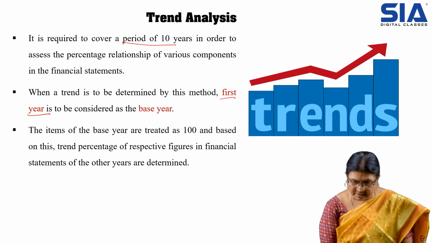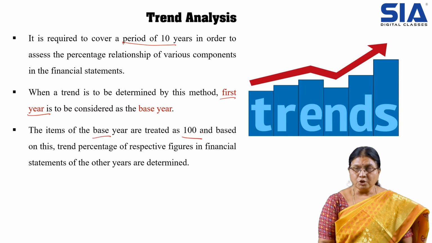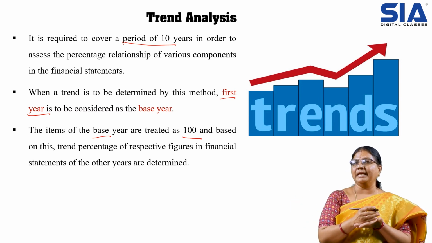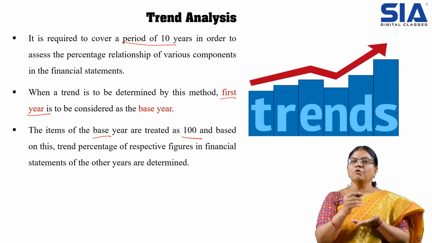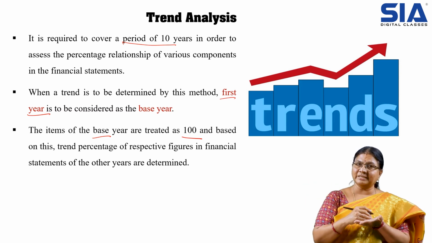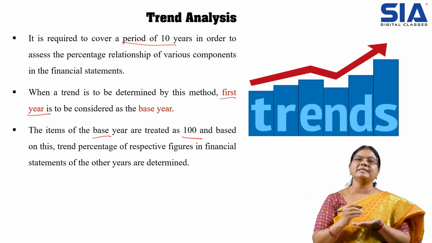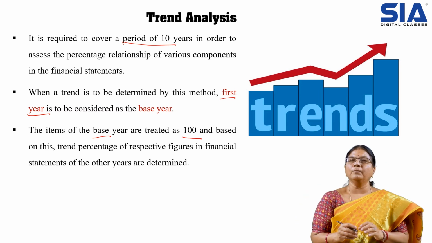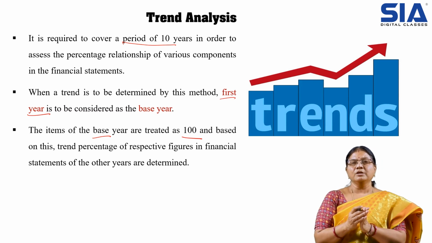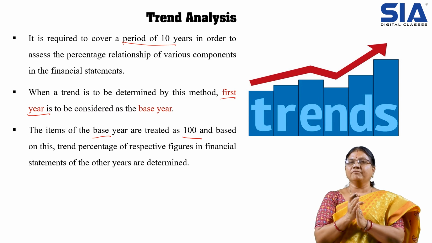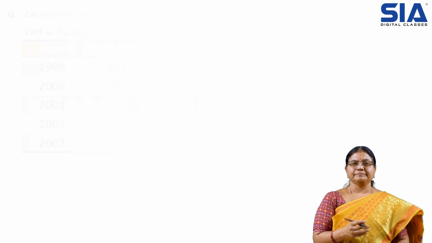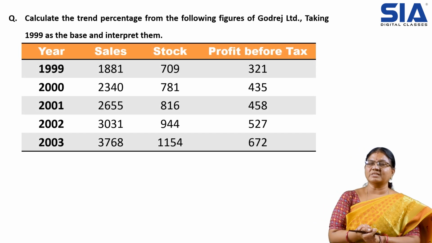So the first year becomes the base as 100%. With that base, we will determine the remaining years accordingly, so that we can know whether the percentage is more than the base year or less than the base year. In this way we prepare the statement for the trend analysis and understand it. We will also have a clear picture of whether the performance of the company is moving upwards or downwards. So this is the data for understanding a problem.